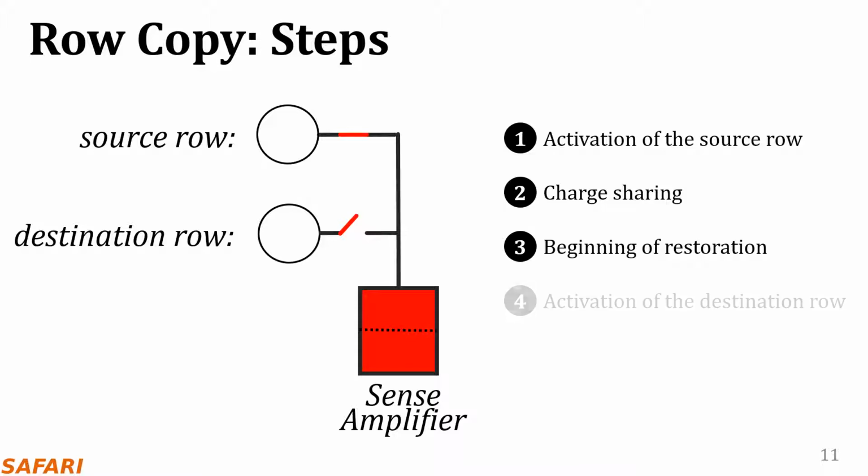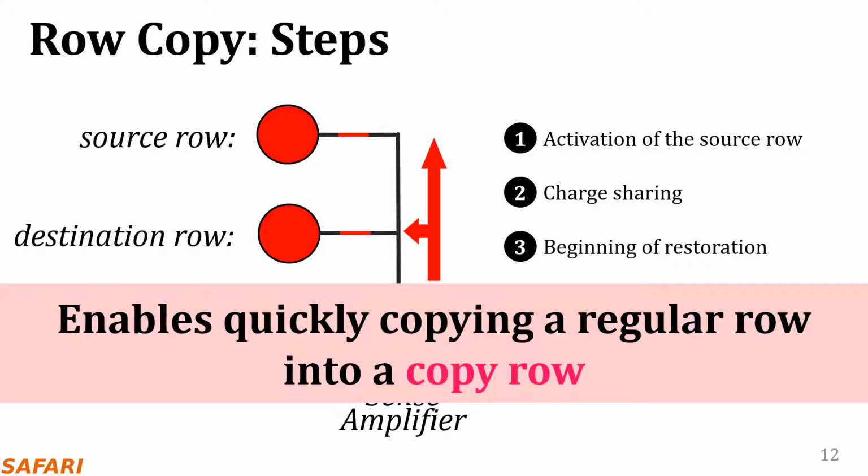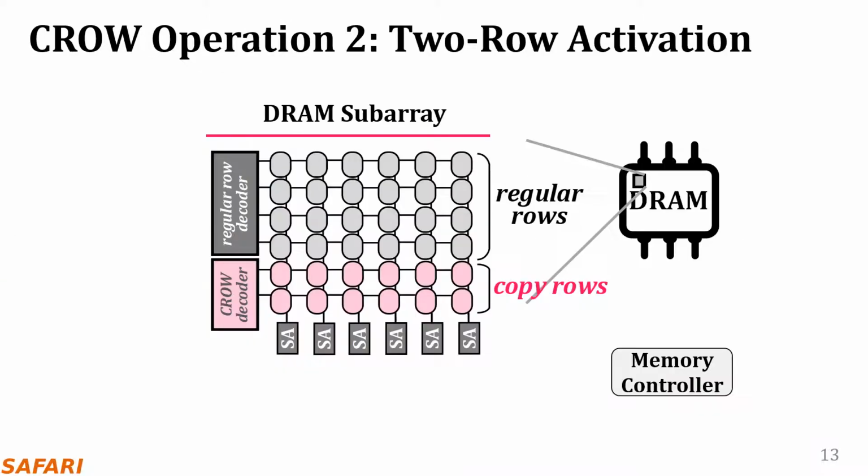At this point, CRW enables the destination row, and this results in the sense amplifiers restoring both rows to the same value of the source cell. So CRW enables quickly copying a regular row into a copy row. The second operation that CRW enables is simultaneously activating a regular row and a copy row.